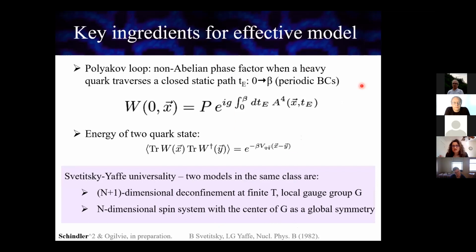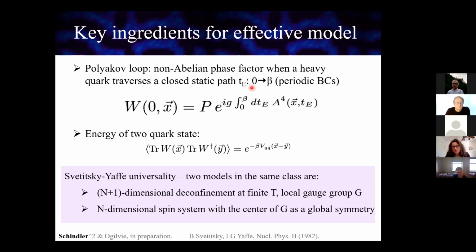Just sort of start with the key ingredients like we did earlier: take a Z2 model and analyze how it works, or we can use more QCD-like ingredients. Today I'm going to be using Polyakov loops, which appear in many effective models that people like to analyze. A Polyakov loop, also called a Wilson line, is the phase factor when a heavy quark sits there and traverses a closed loop.